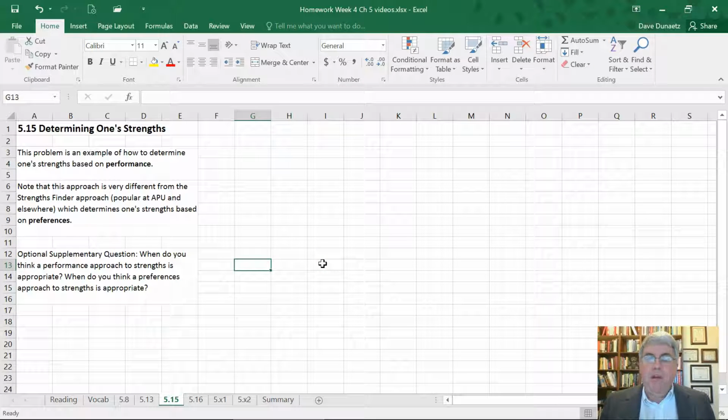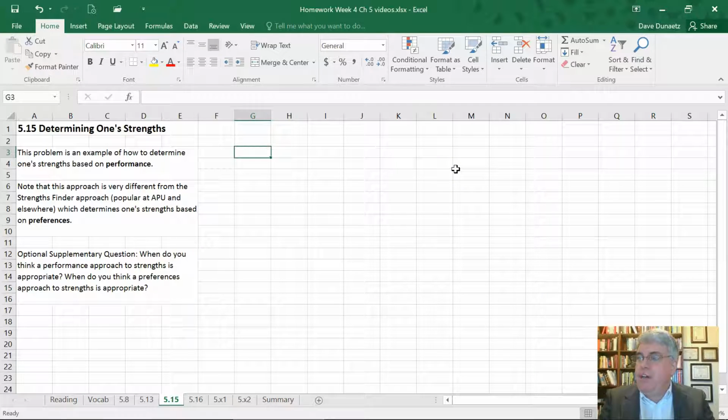In this problem, we have the test scores for a student, and we want to find out in which class she's the strongest. Now, we're not going to just compare what her grades are, what her averages are in the classes, because some classes might be more difficult than the others. The averages might be higher or lower.